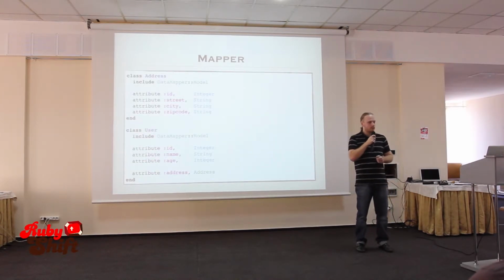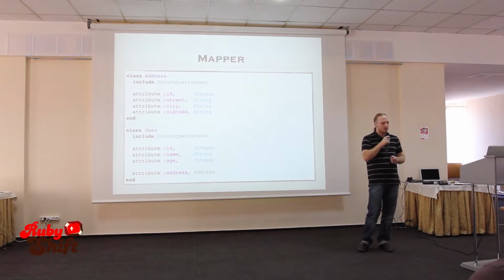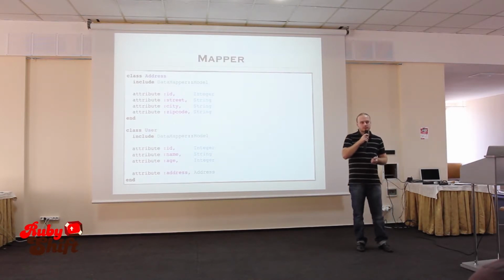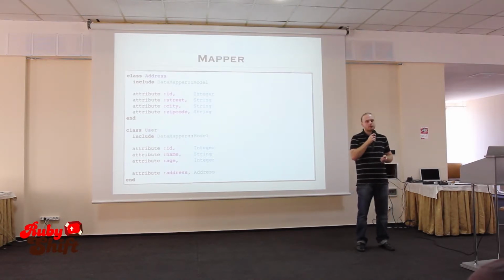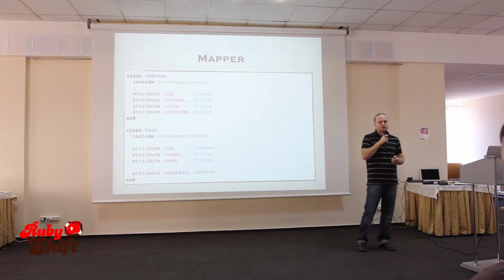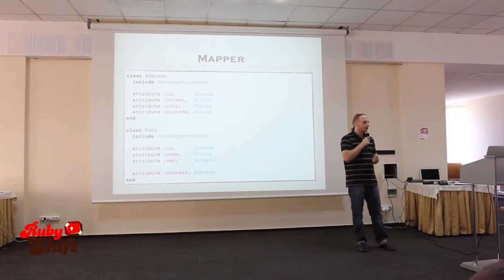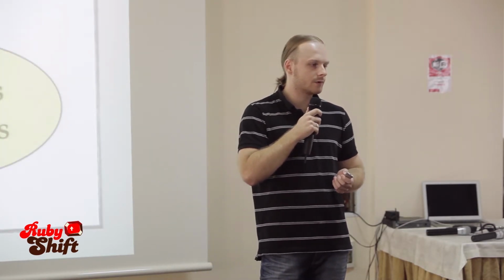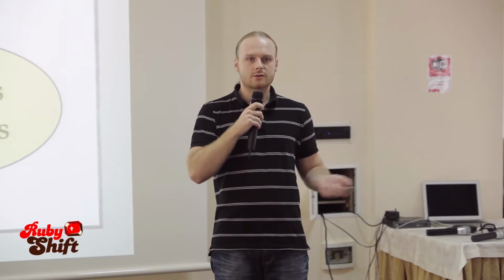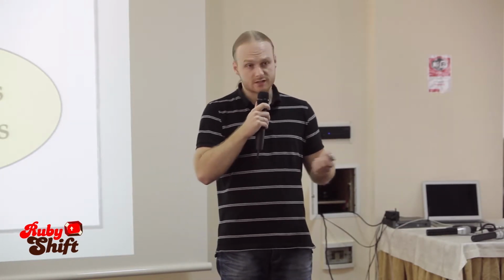But what about relationships? Obviously we support relationships. DataMapper 2 will support everything that's in relational databases. So here we have an address with some attributes and the same user object that I showed you before, but it has an address, right? So we say, okay, this user has an attribute and it's an address.